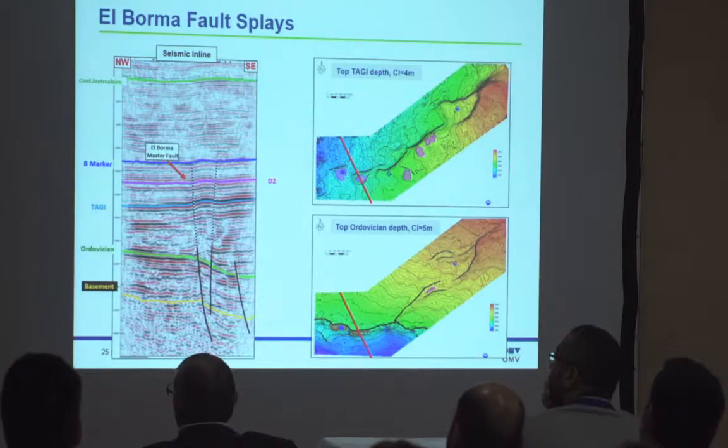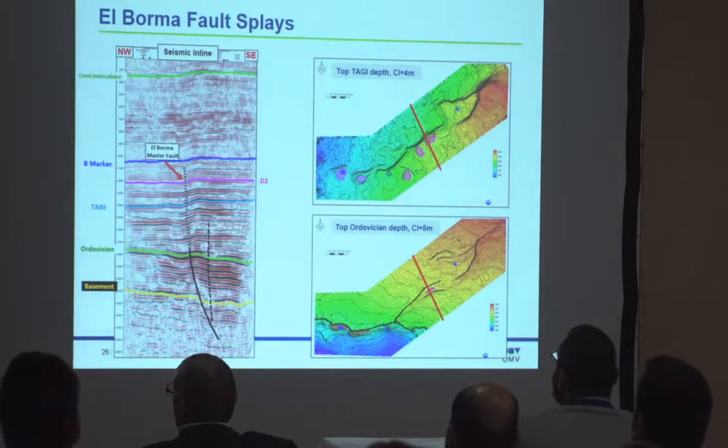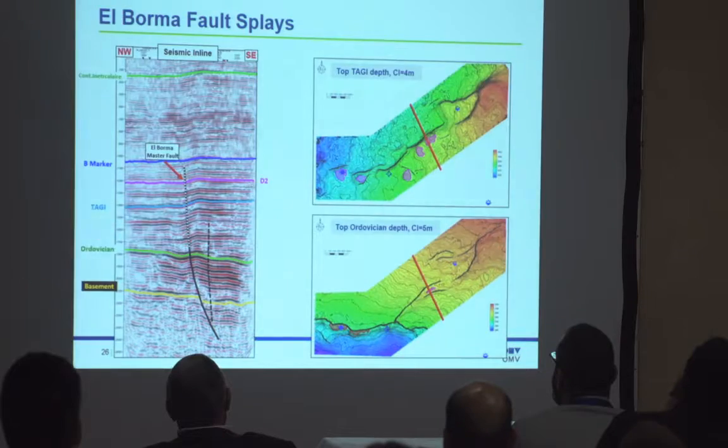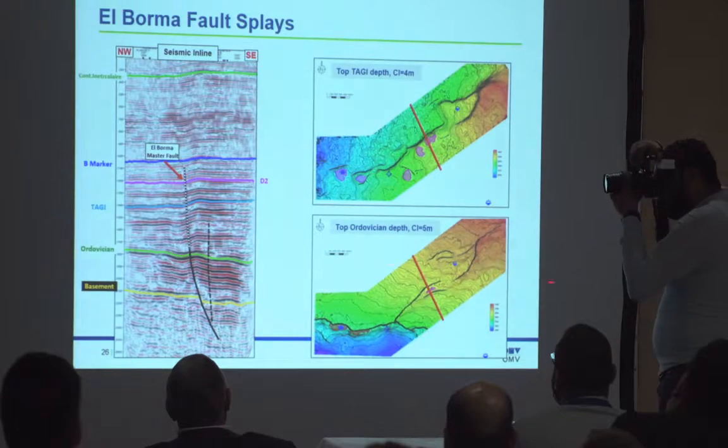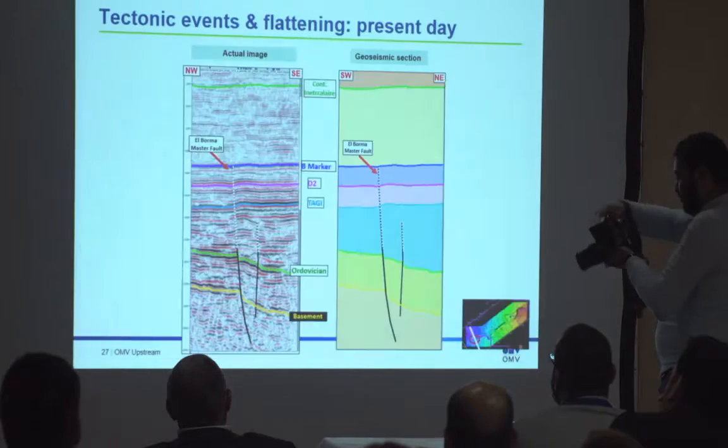Now moving to the northeast-southeast branch, we can see clearly that the Ordovician itself is inverted, and we have more compression and more reverse component of the fault along this northeast-southeast branch. The basement is showing small normal throw at this location.